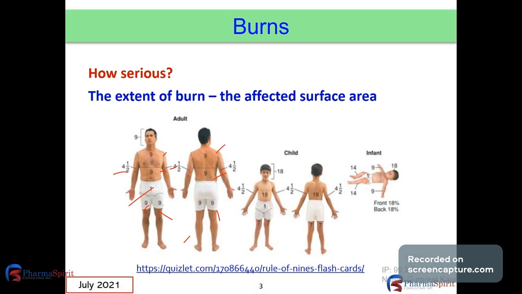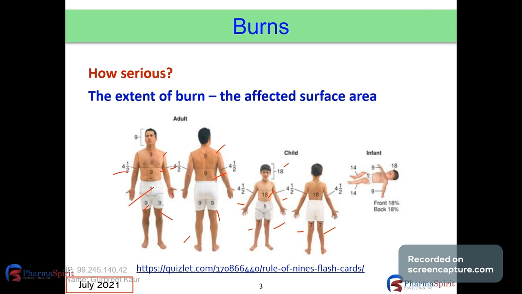It's slightly different, because the head of a child represents a bigger portion of the body. So the head in children is 18%. The abdomen is 18%, and the back is 18%. This is similar to the adult. Every arm is 9%. So this is the front and back, both of them 9%. Same for adults. The only difference is the legs. So the legs in the children, the front is 7% for each leg, and the back is 7%, and the groin area is 1%. So this is again very similar to what we do with the adults.